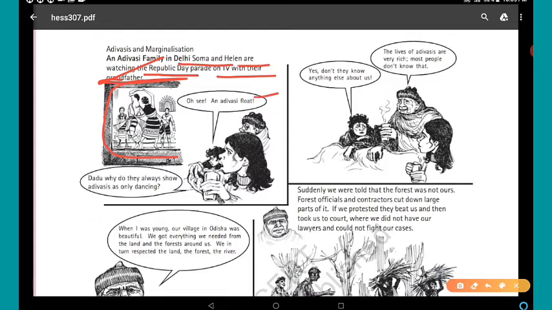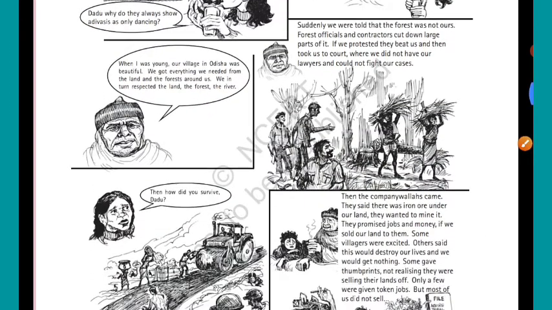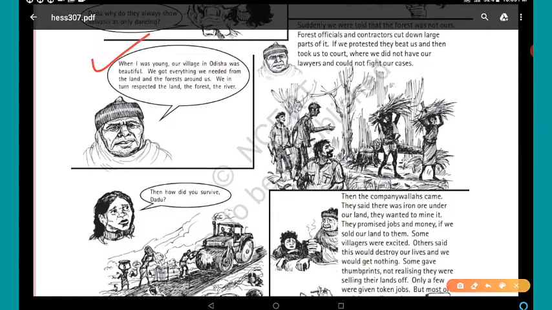Oh, see, Adivasi float. Dadu, why do they always show Adivasis as only dancing? Yes, don't they know anything else about us? The lives of Adivasis are very rich. Most people don't know that. When I was young, our village in Odisha was beautiful. We got everything we needed from the land and the forest around us. We in turn respected the land, the forest, the river.